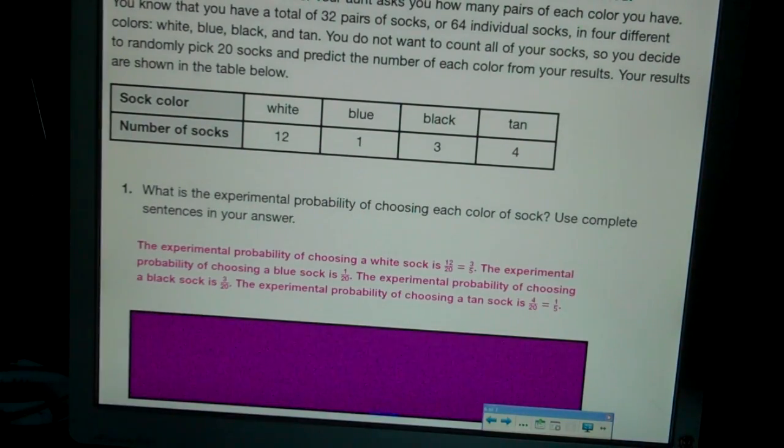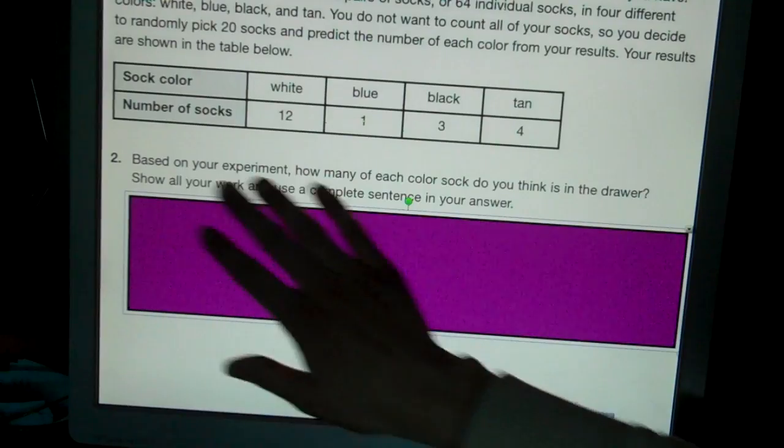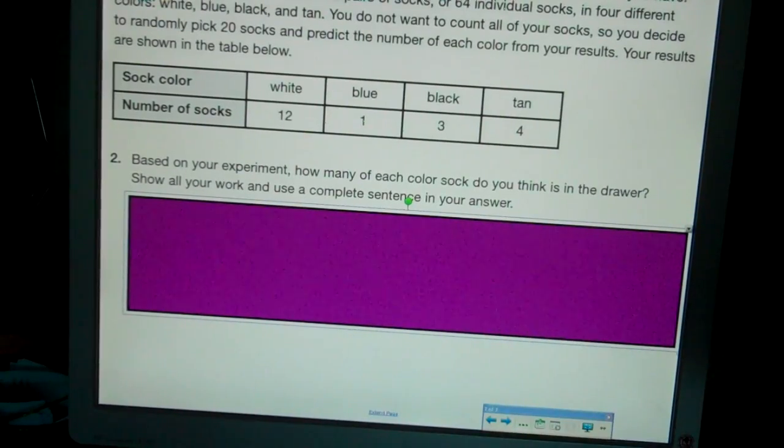I still don't know how many exactly I have of each sock, but we're going to answer that in just a moment. All right, here's the same question. All I did was, same question, and then this part is different. Based on your experiment, how many of each sock do you think is in each drawer?